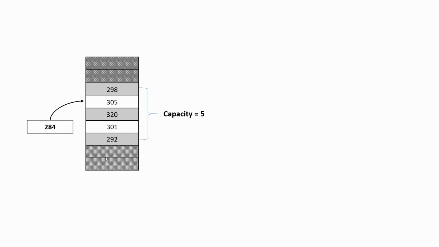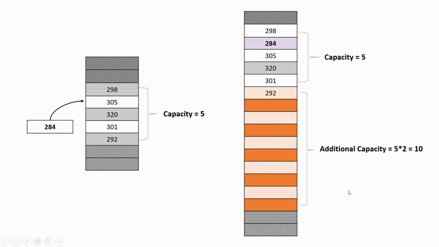The way dynamic array works is, if the initial capacity is 5, it will allocate an additional 5 times 2, which is equal to 10 memory locations. Then it will copy all these elements here along with the 284 value. So here the overhead is not only swapping the elements, but allocating new memory as well as copying all elements from your old memory area to the new memory area. So you can see that this is not that efficient.